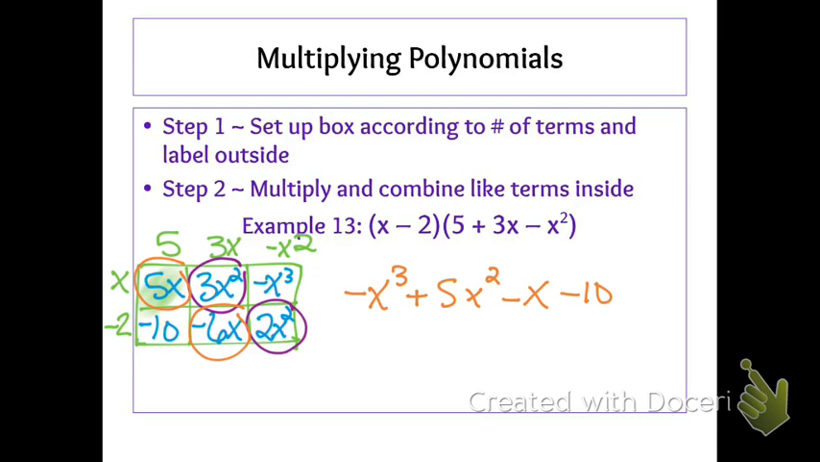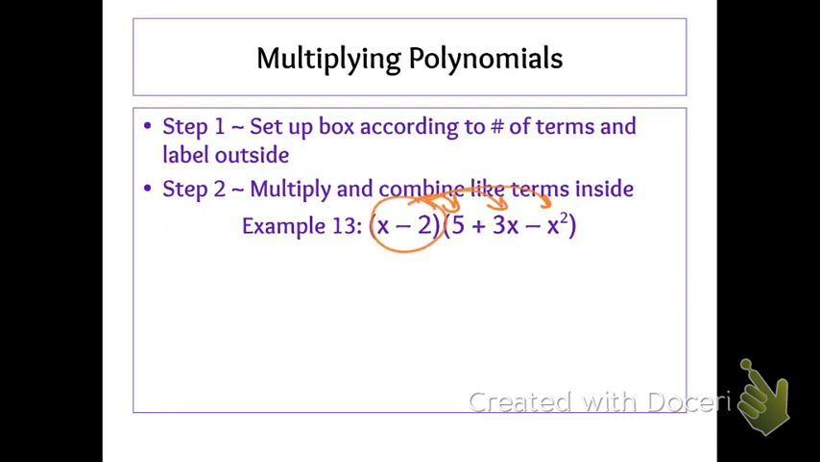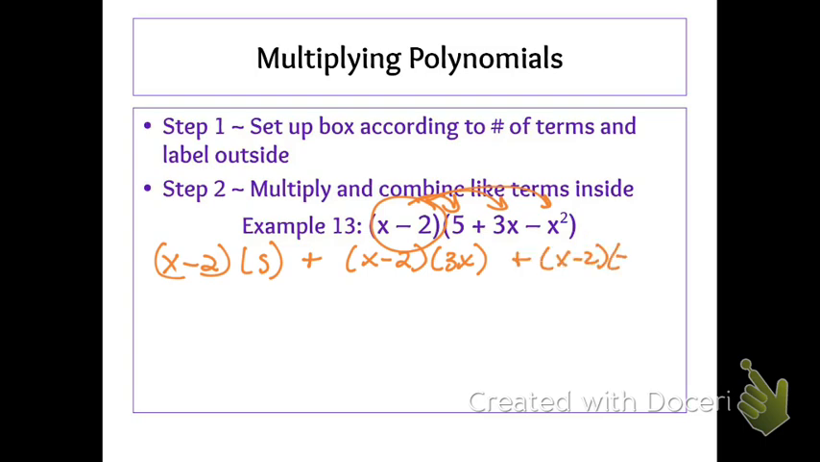And then we'll go ahead and try this one again with the distribution method. If you want to use the distribution method, just like we did before, you're going to take everything in that first parenthesis and multiply it by each thing in the second parenthesis. So you're going to take the x minus 2 and multiply it by the 5 and by the 3x and by the negative x squared. Then after that, you will distribute again, distribute the 5, distribute the 3x, and distribute the negative x squared.